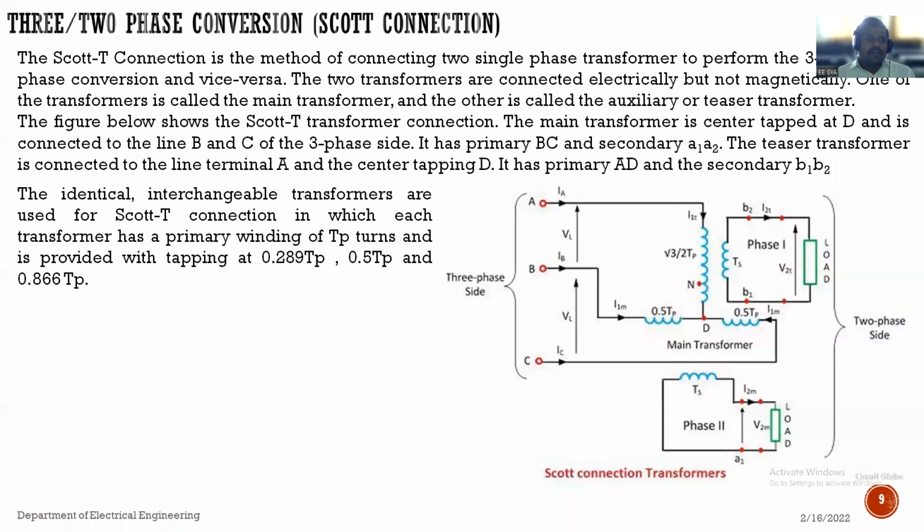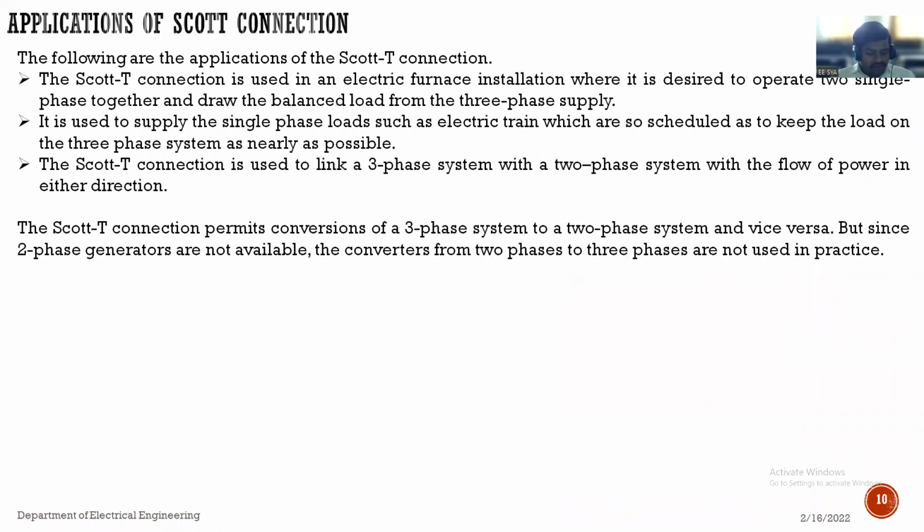Now we will first discuss the applications of Scott connection, or where it can be used, and then we will start today's point, which is the tap changing transformer. This is the last point. So before discussing the tap changing transformer, first we will discuss the applications of the Scott connection. These are the applications of the Scott connection, or T connection.